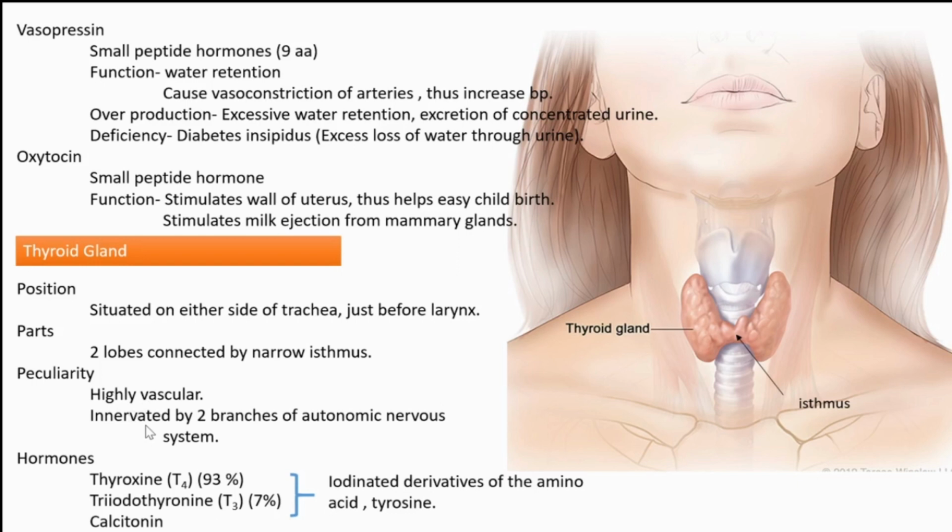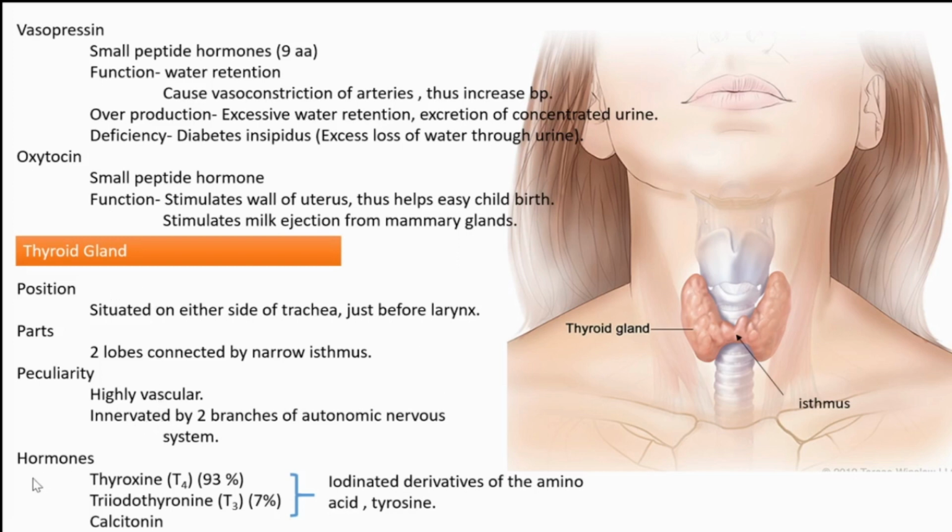It is innervated by which nerves? Branches of the autonomic nervous system. Autonomic nervous system means the nervous system that controls all involuntary actions, the actions beyond our control. Heartbeat, respiration, body functions are controlled under the control of the autonomic nervous system. So from the autonomic nervous system, nerves are innervating this thyroid gland.